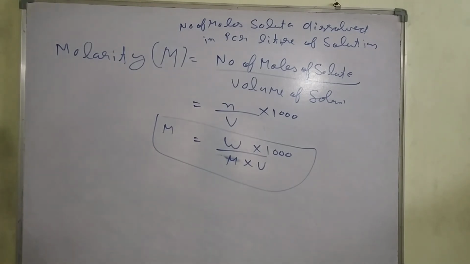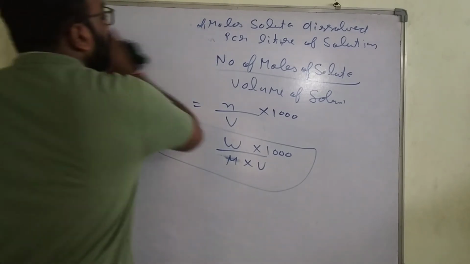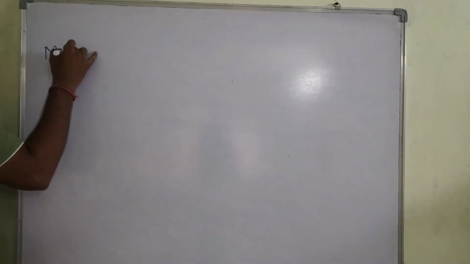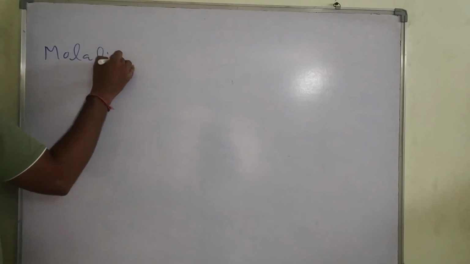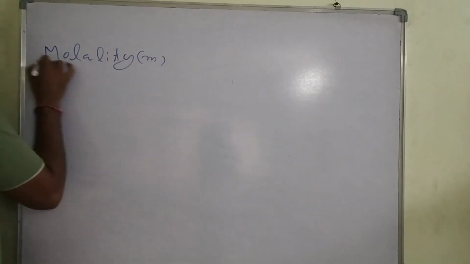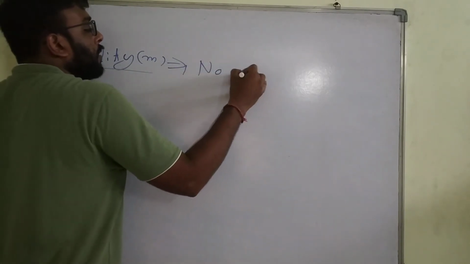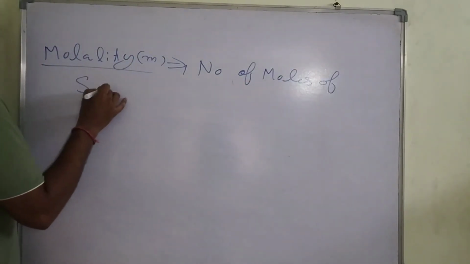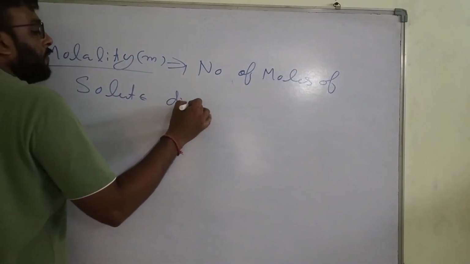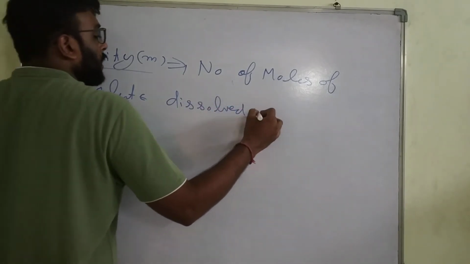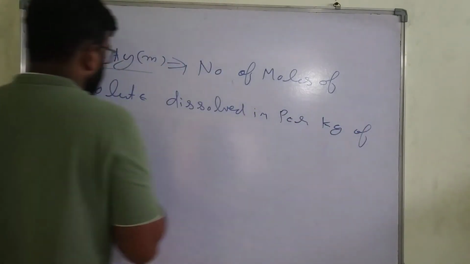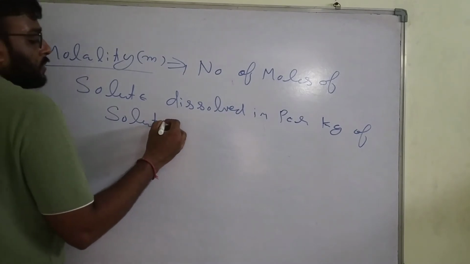Next, this is called molarity. This is used in this chapter. Another thing is molality. What is molality? Molality is represented by small m. What is the definition? Number of moles of solute dissolved in per kilogram of solvent. Number of moles of solute in per kg of solvent.